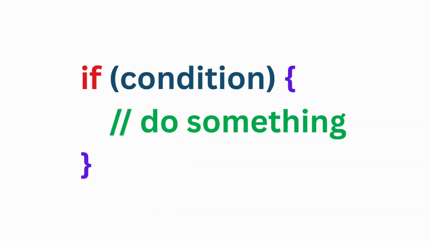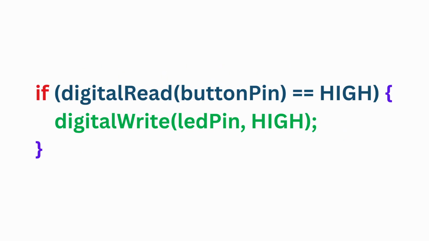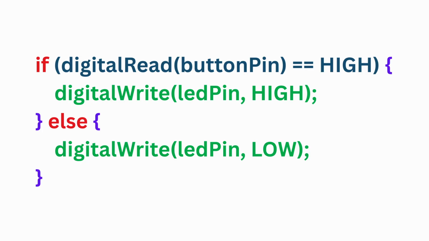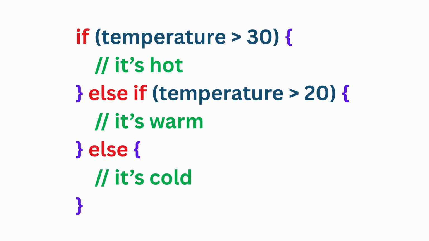The most basic conditional is the if statement. It looks like this. The condition is something that can be true or false. If it's true, the code inside the curly brackets runs. If it's false, your Arduino skips it. For example, this means if the button is pressed, turn the LED on. But what if you want to do something different when the condition is false? That's where else comes in. In this new code, your Arduino says, if the button is pressed, turn on the LED, otherwise turn it off. Sometimes we need to check multiple conditions. That's where else if is useful. This creates a chain of decisions where only one block runs depending on the situation.